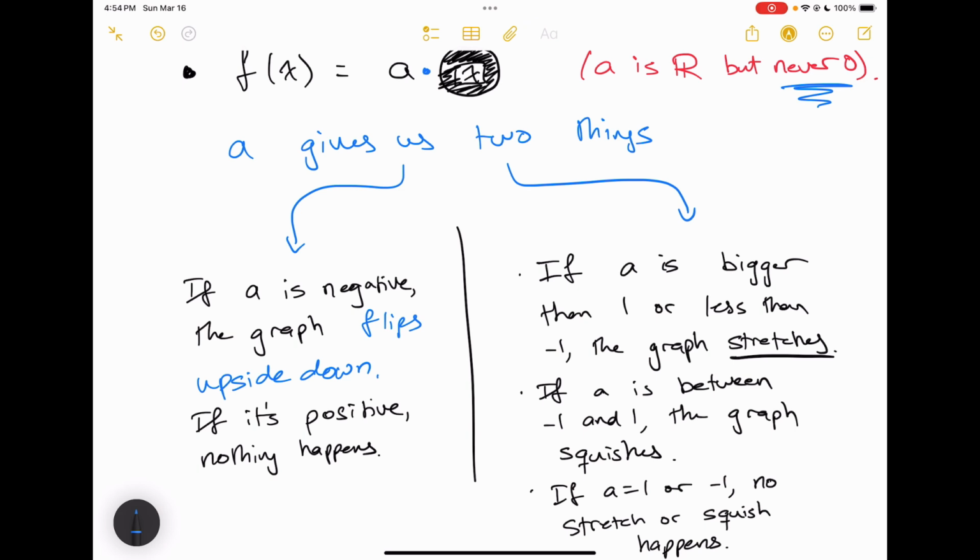This a gives us two pieces of information. One of them involves whether or not we're going to flip, and one of them involves whether or not we'll stretch or squish.